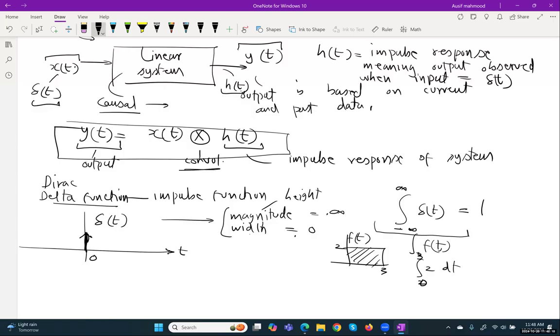So now let me put in detail what exactly the convolution is. In math, let me put the equation for it. This is equal to the integral from negative infinity to infinity of x of tau, h of t minus tau, d tau. So this is how the output will come out to be. This is what we call the convolution integral.